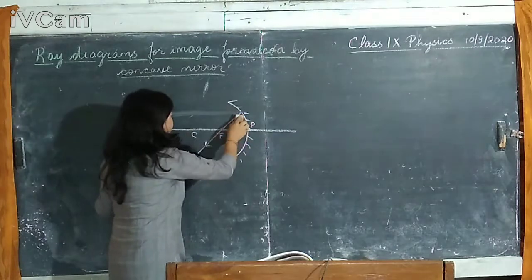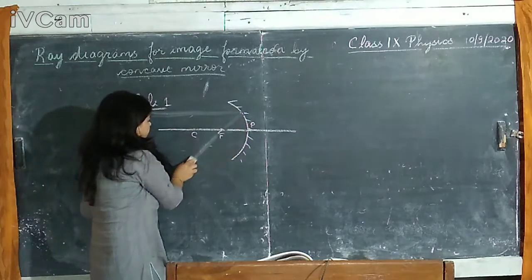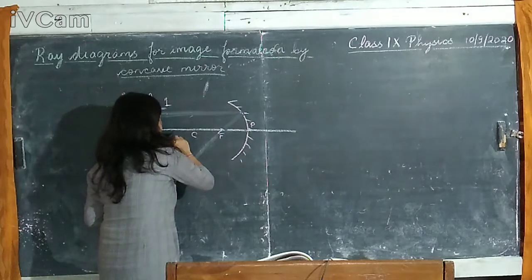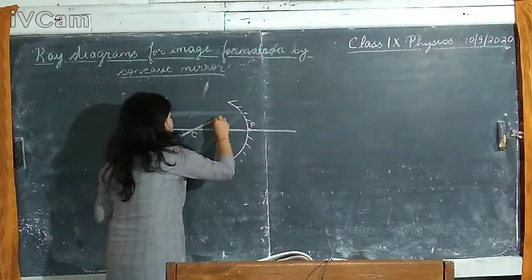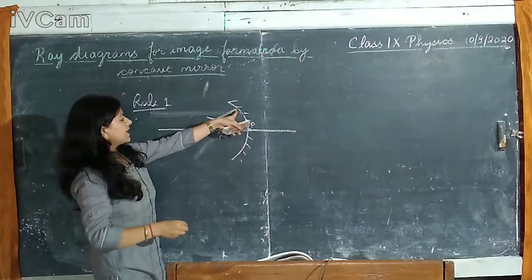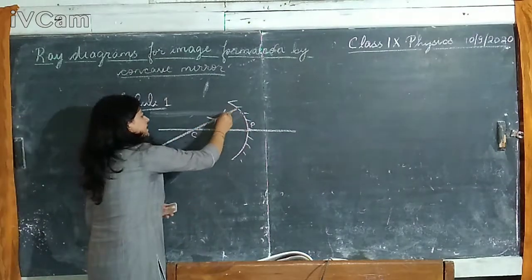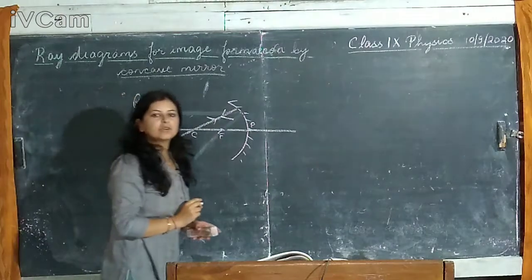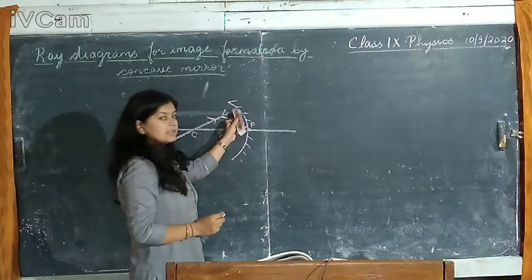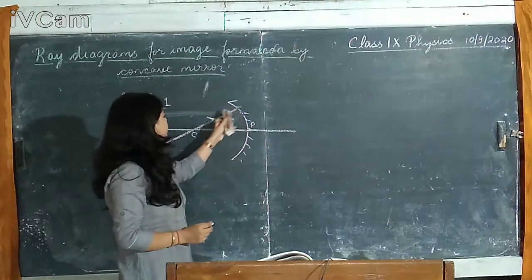Rule number 2: if a ray of light comes from an object in such a way that it crosses the center of curvature and strikes the mirror, now on striking the mirror, it will simply retrace its path. So this is rule number 2. A ray of light passing through the center of curvature, on striking the mirror, will retrace its path.